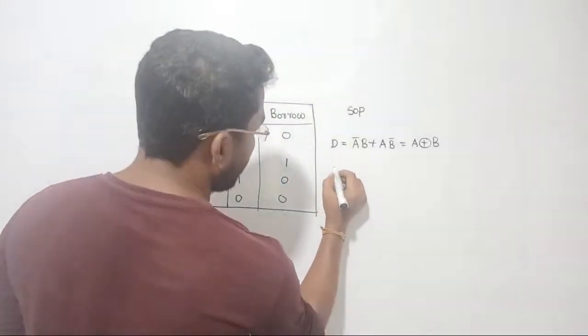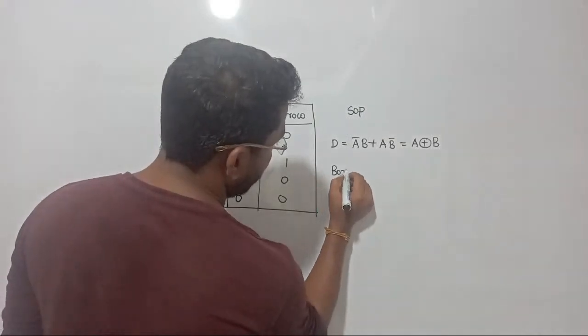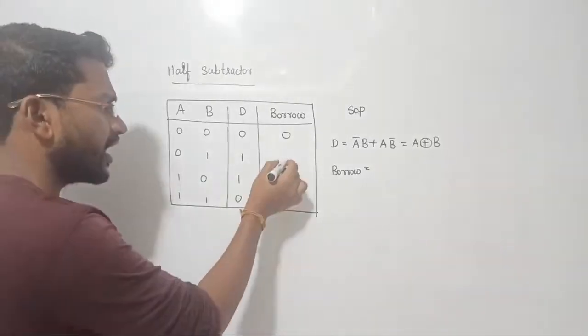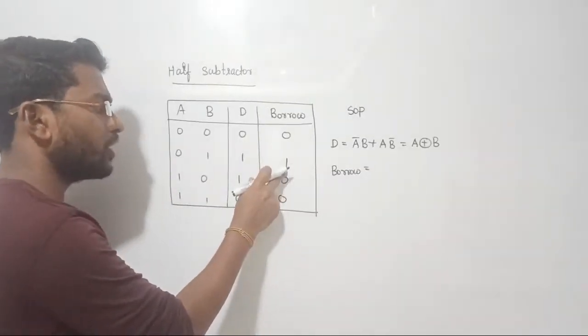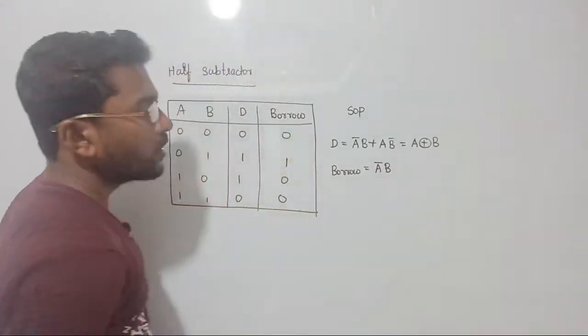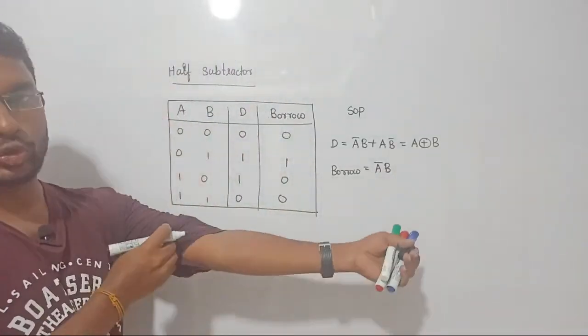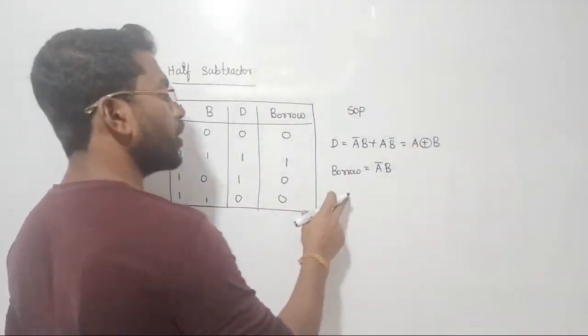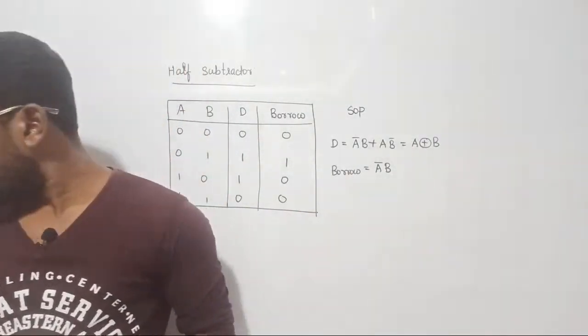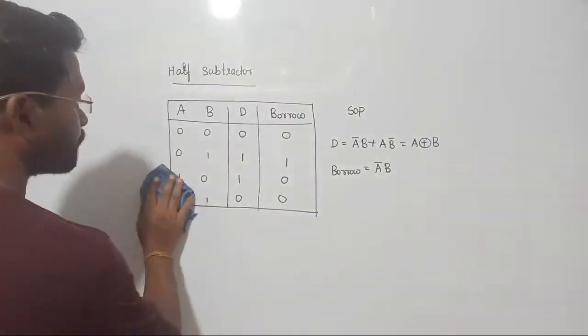Exactly. Now I would like to find out the borrow of the function. Borrow means we have only one min term. Its corresponding variables are A bar into B. So first step, we have to frame the truth table. Second step, we have to write the Boolean expression. Step number 3, we have to implement the logic circuit. So let's start with that.